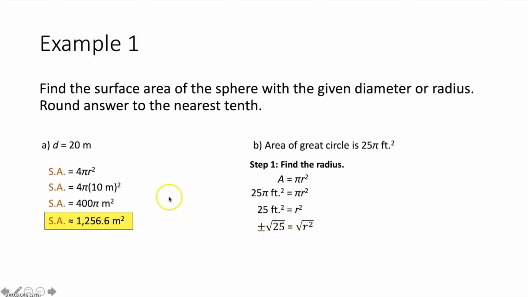On this side, because I'm dealing with the radius of a circle, we're just going to take the principal root, the positive version, because we can't have a circle with a negative radius. That doesn't make any sense. So I'm going to say the radius of this great circle, which is the radius of our sphere, is going to be equal to 5 feet.